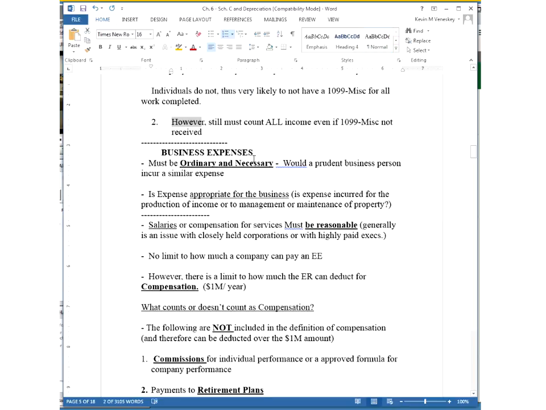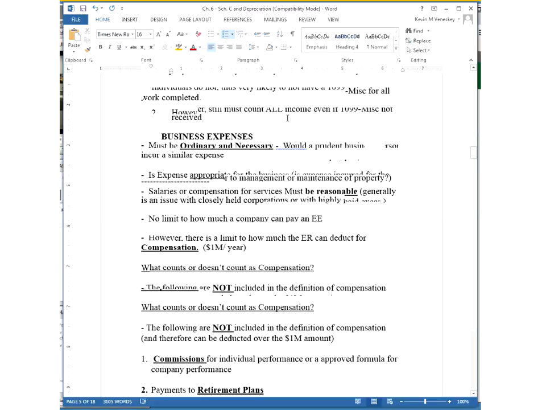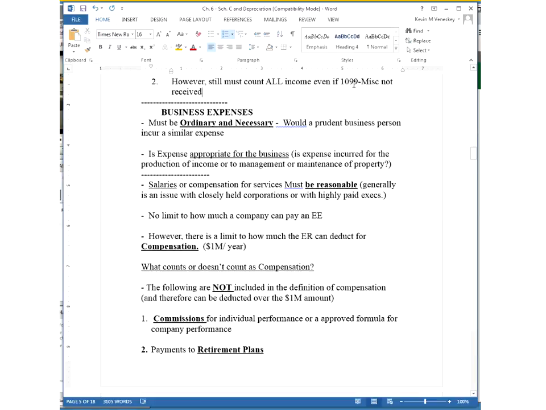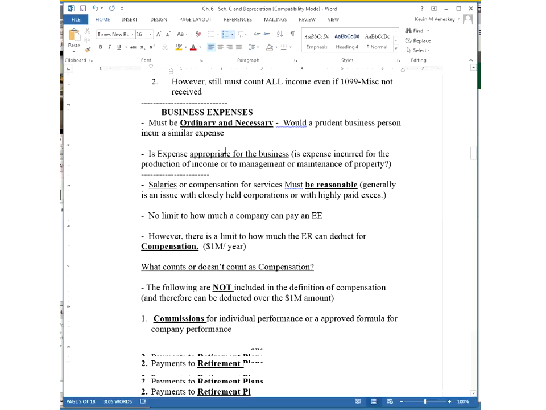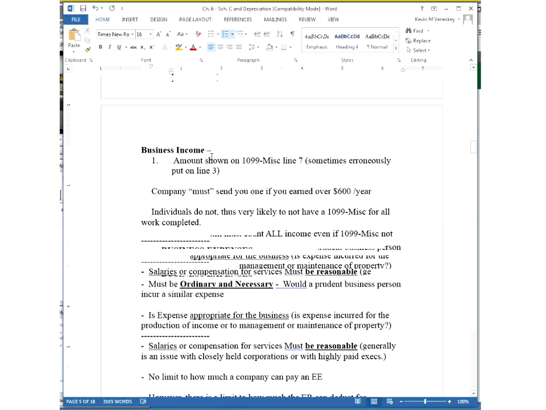So that's what I noted here, number 2. All income is considered income, even if you don't get a 1099 miscellaneous, which is how the IRS gets a full record of it. Because anytime you get a 1099 miscellaneous, the IRS got a copy of it too. So they're looking to make sure you reported that. Okay, so that was pretty easy on income.